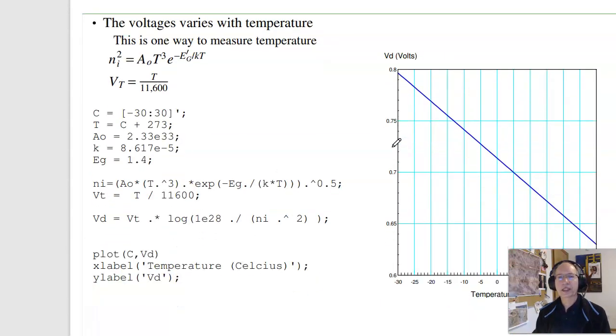Another implication. The intrinsic carrier concentration depends upon temperature. Since the voltage across the diode depends upon the intrinsic carrier concentration, the voltage across the diode depends upon temperature, and that lets you measure temperature using a diode. Just take a diode, turn it on, measure the voltage drop. As the temperature varies, the voltage drop changes, so I can tell you what the temperature is by measuring the voltage drop across a given diode. That's one type of temperature sensor. It's a thermal diode.